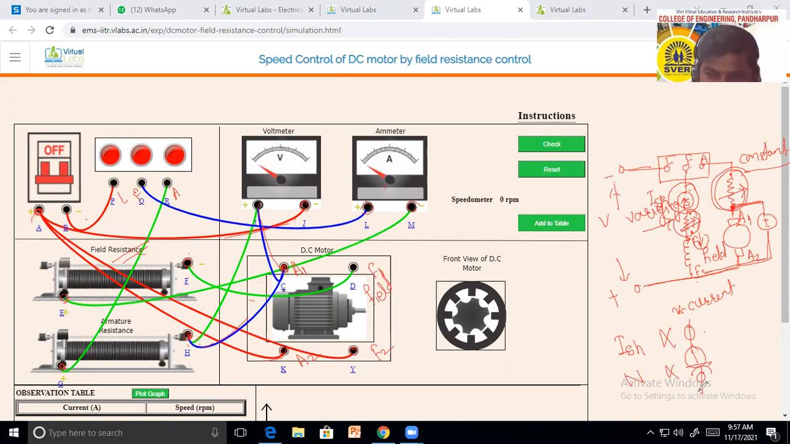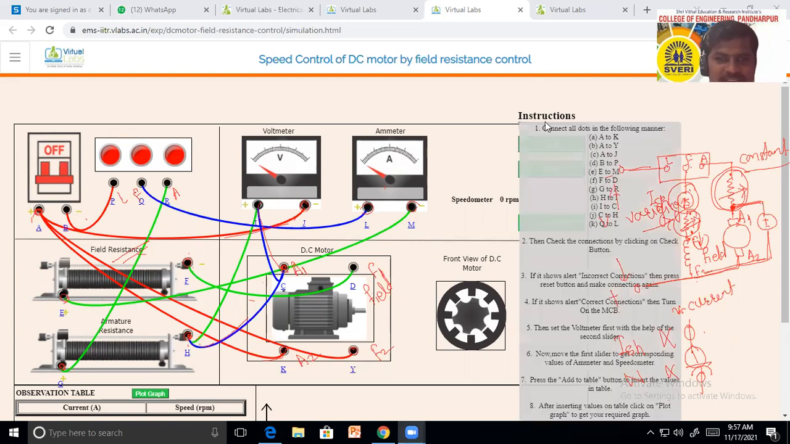So by varying the field current, we are varying the flux produced by the field winding, and by varying the flux, we are varying the speed. So we are seeing the changes in the speed. Getting it? All of you getting the connection? Yes, sir. Okay, so we will check whether it is correct or not.